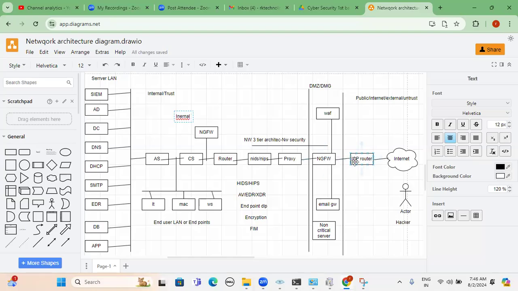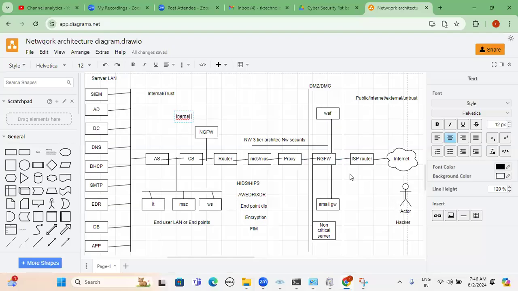Now the ISP router: what it will do is provide internet to our organization, and the internet is like our public network. The public will sit here, outside of the organization. So in the public, external, or untrusted zone, attackers and hackers will also sit.